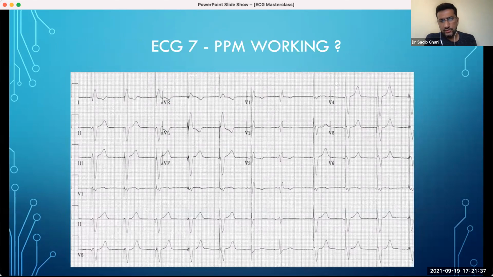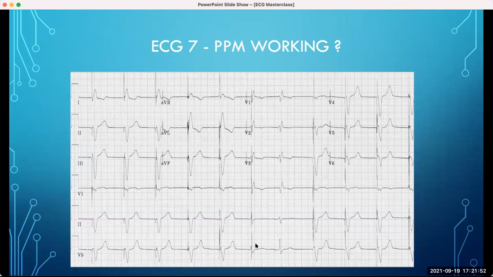This ECG, let's have a look. Let's assume it's the same patient. After a while, he has this ECG. Can we now see pacing spikes? Yes. But can you see it all the time? They're there, but it skips in the middle somewhere. Then it's not pacing.